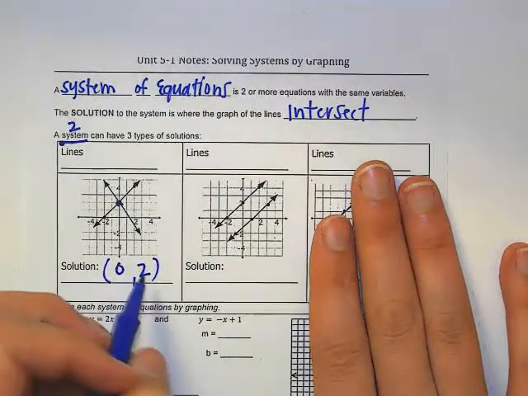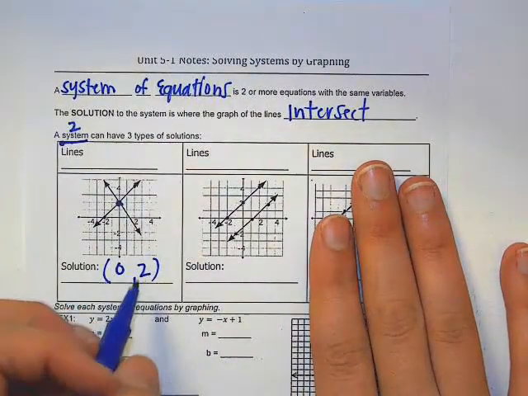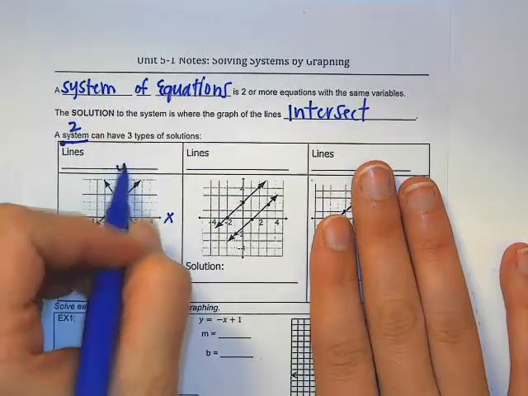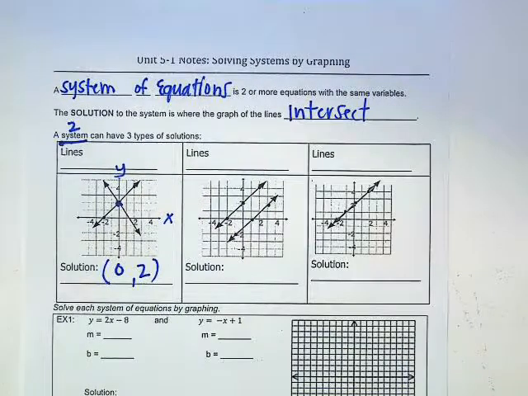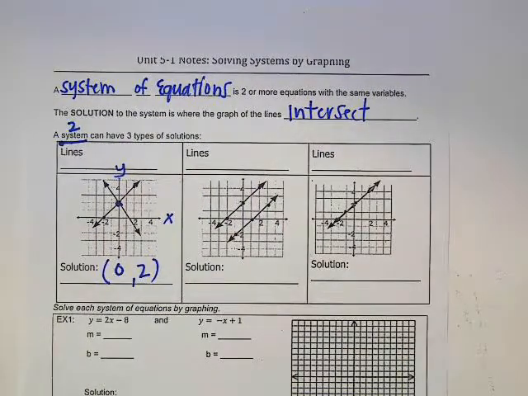Why is the 2 in this spot? Because it's on the Y. Because it crosses on the Y, on 2, so the 2 is in the Y spot. Okay? That's one type of solution you have.